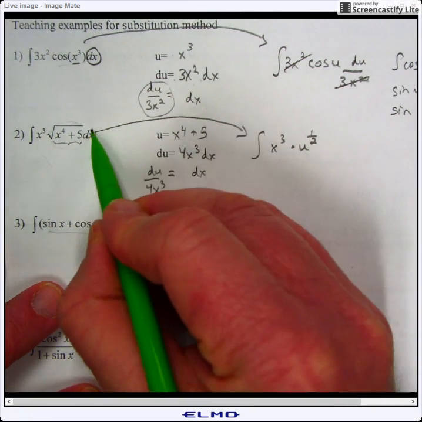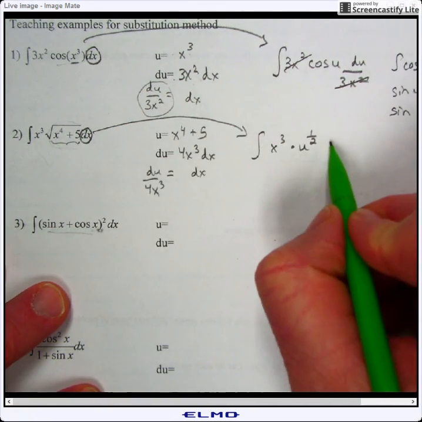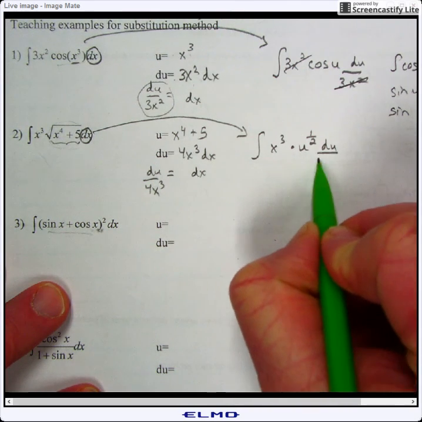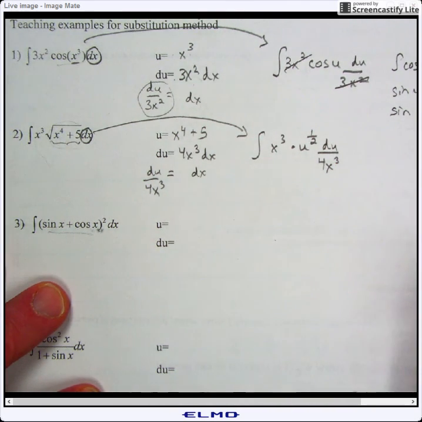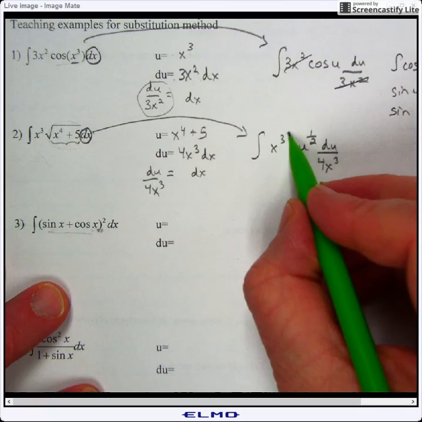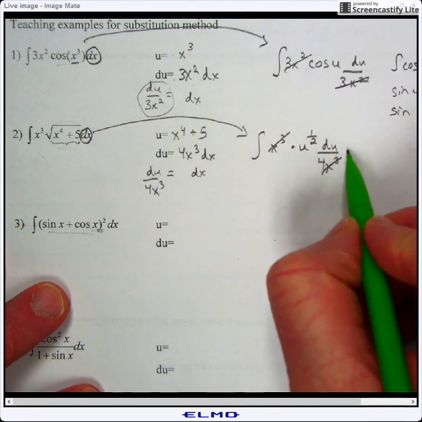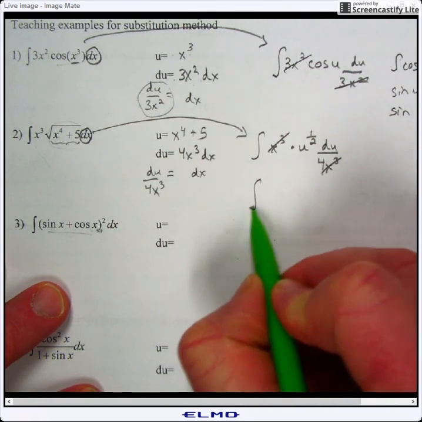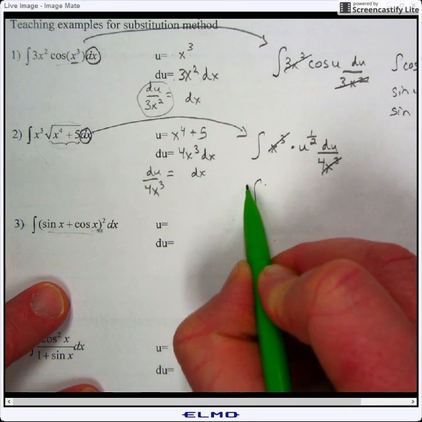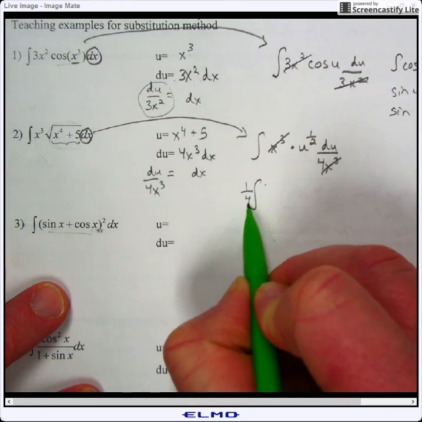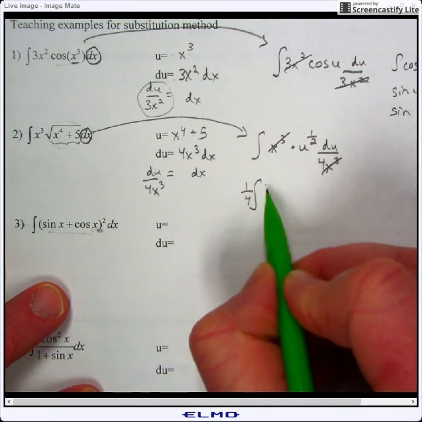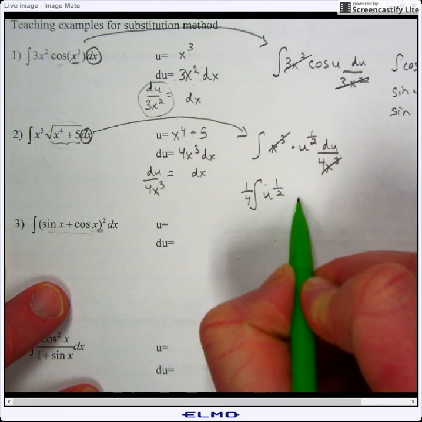And then dx is du over 4x to the third. Cancel out the x to the thirds. So I'm just taking the integral of 1/4. I move that out front. There's my 1/4. U to the 1/2.